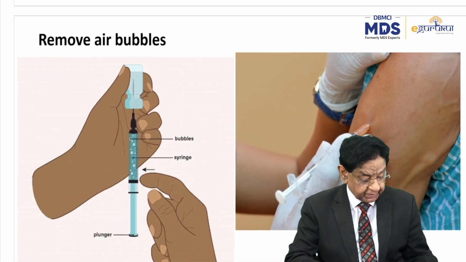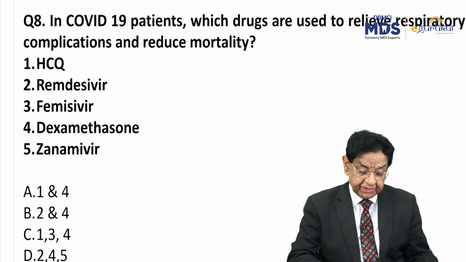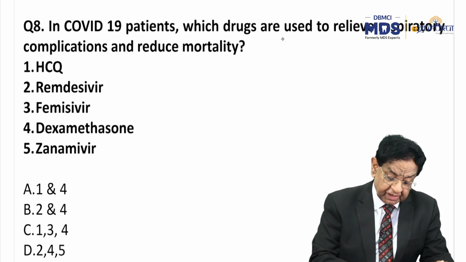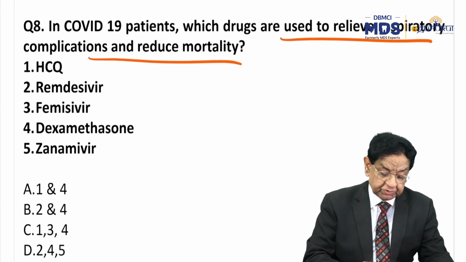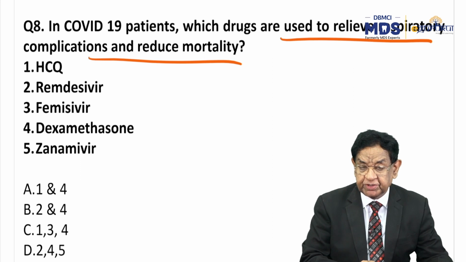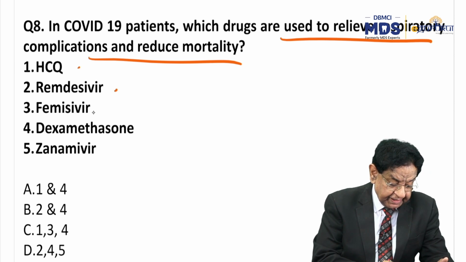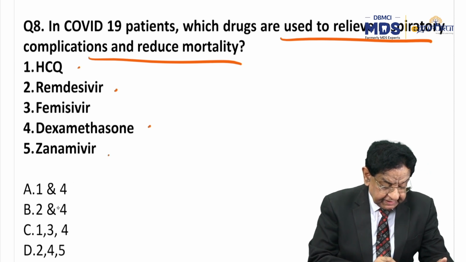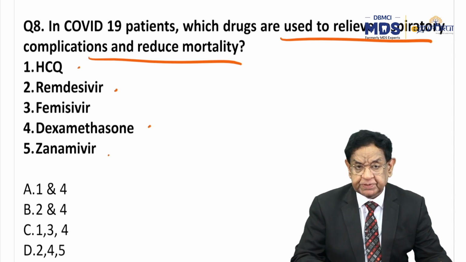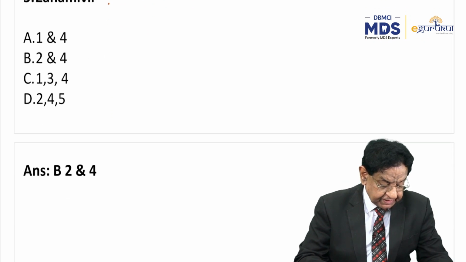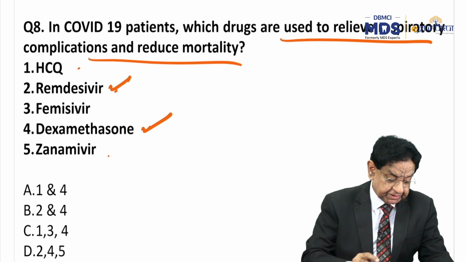Okay. Question 8. In a COVID-19 patient, which drugs are used to relieve respiratory symptoms and to reduce mortality? Well, hydroxychloroquine, remdesivir, famciclovir, dexamethasone, and zanamivir are the options given in this question, and A, B, C, D are the options in front of you. The answer is 2 and 4. That is remdesivir and dexamethasone.